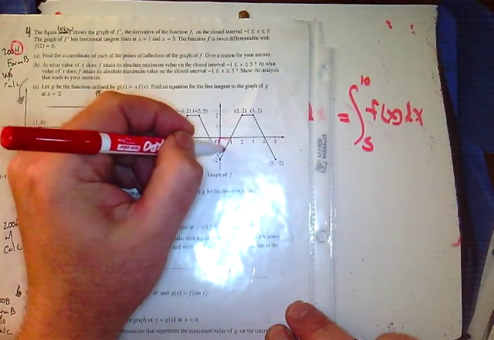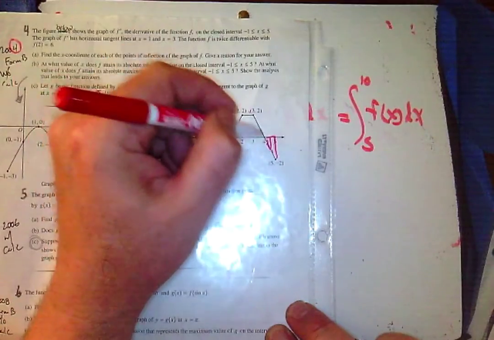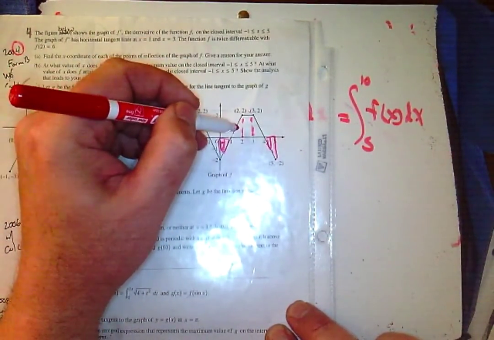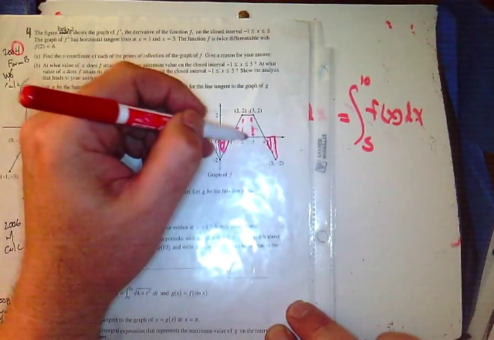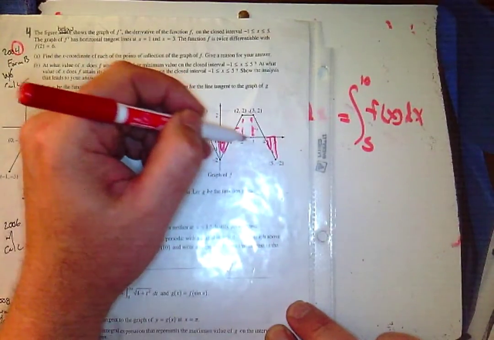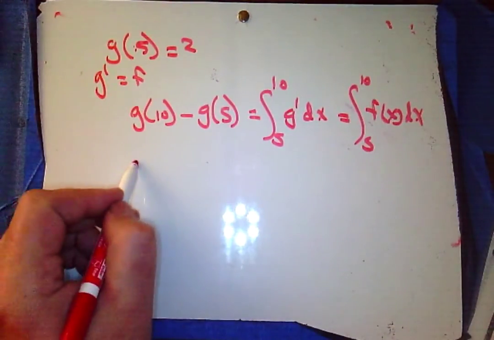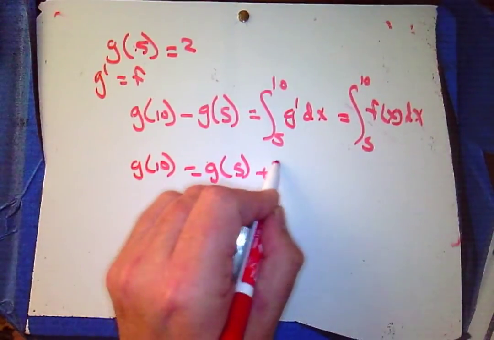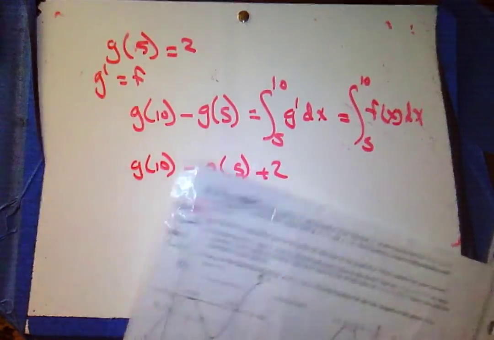The integral here is this below the axis, this below the axis, and this above the axis. Now note, this negative bit and this positive bit cancel each other out. So all we're left with is this area that goes from 2 to 3 with a height of 2. So this integral is going to be 2. So I get G of 10 equals G of 5 plus 2. And G of 5 is 2.